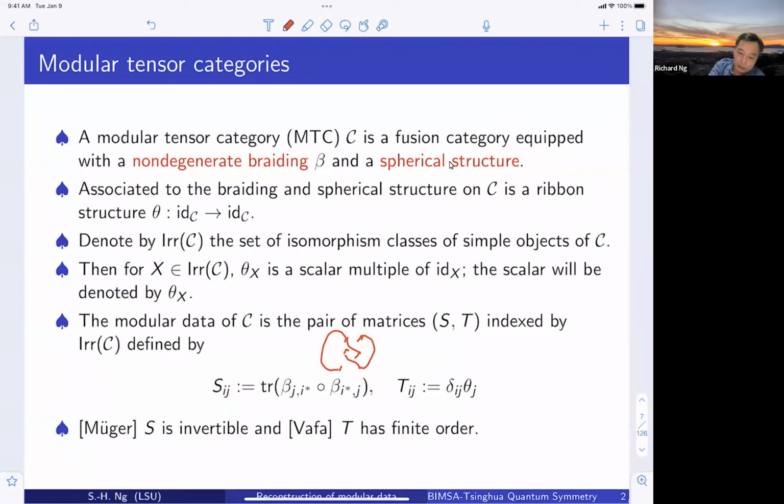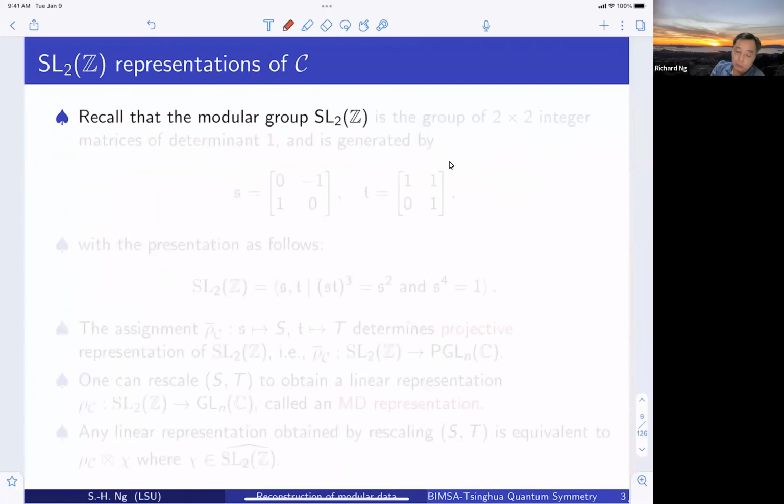It is a result of Vafa that T must have finite order for a modular tensor category. Actually, not necessarily modular tensor, but at that time this was the result. And then S must be invertible. The notions of invertible S matrix and non-degenerate braiding are in fact equivalent, which was proved by Müger. So these results allow us to define a representation of SL2Z, which is also called the modular group. That's why we call it a modular tensor category.